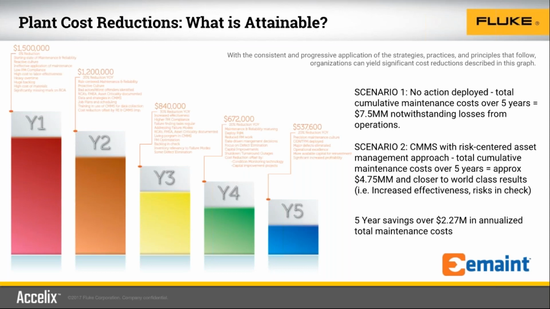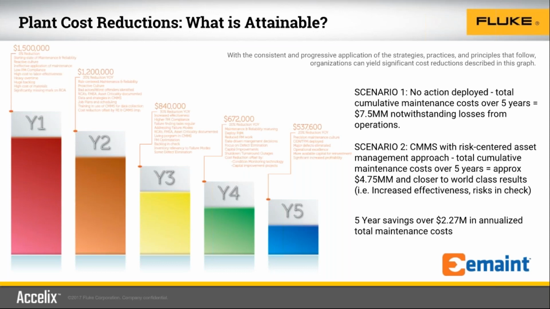And we could be looking at an organization here that has 4 or 5 really maintenance folks that are going around and performing a lot of reactive work, high costs and inventory and so on and so forth. And then in scenario 2, following a risk-centered asset management approach, the total cumulative maintenance cost over the 5 years is approximately $4.75 million, and those are closer to world-class results.